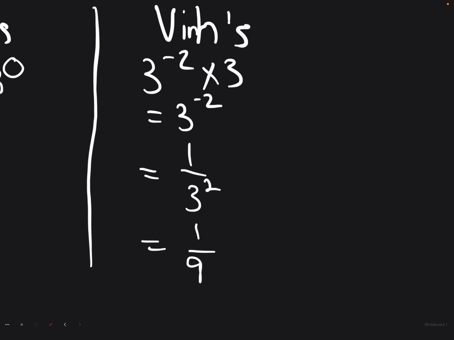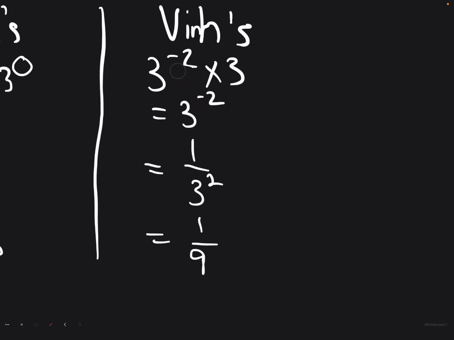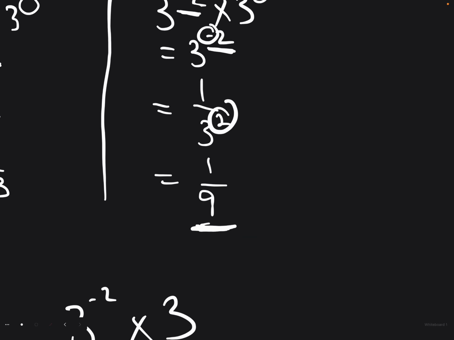Let's look at Vin's solution. So Vin's solution actually went wrong in the first part itself. So over here, Vin didn't actually add the 2 exponents, giving him this value, which when reciprocal gave him this value, and he ended up with a 1 over 9.